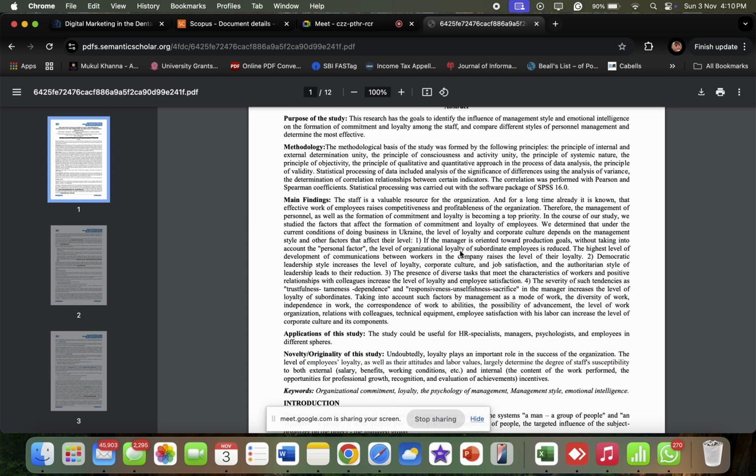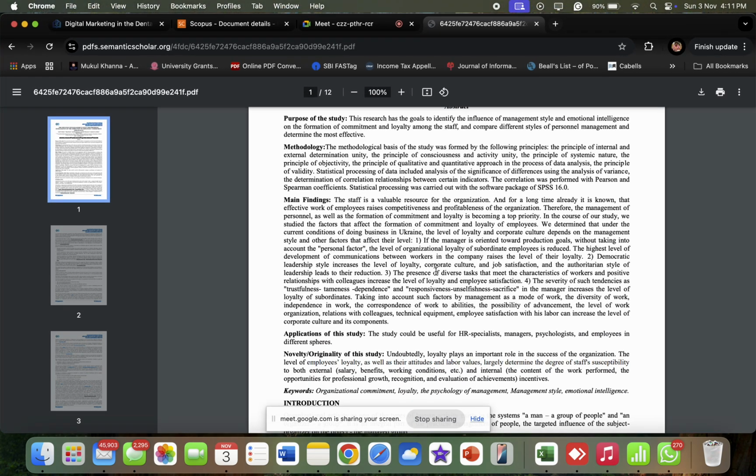The higher level of development of communication between the workers in the company raises the level of loyalty. So basically what they found out is that if the workers are communicating with each other, then there is strong loyalty for the company. But if the manager is only focused on production goals without taking into account personal factors, let's suppose there might be an employee who is facing some problem, and we ignore that problem and just tell him to produce, it will generate less loyalty. So this is the first finding.